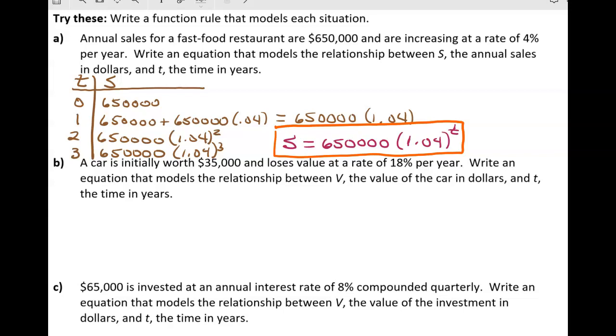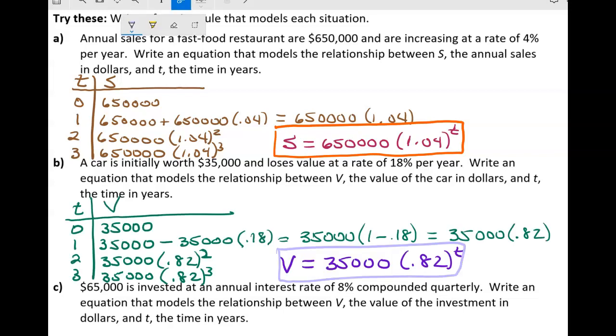All right, now try B. It's a very similar problem, but in this one, pay attention to the fact that the car is initially worth $35,000, but it is losing value or depreciating, as cars typically do. So pause the video while you try this one.